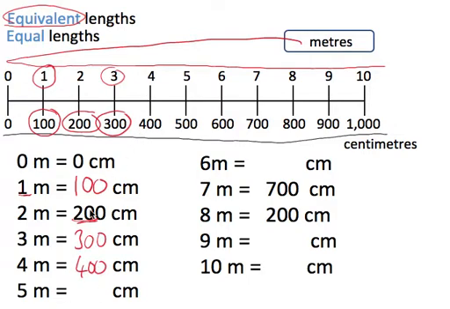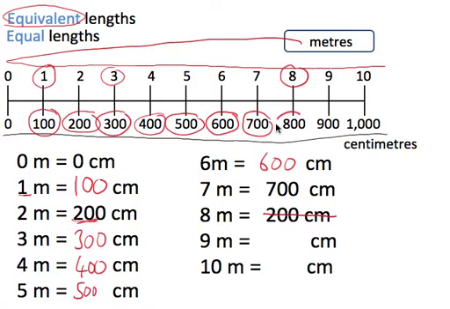5 meters, that is 500 centimeters. 6 meters is 600 centimeters. 7 meters is 700, that's already complete. 8 meters is 200 centimeters. That can't be right. So I'm going to cross that out and check. 8 meters is 800. So I'm going to write 800 cm.